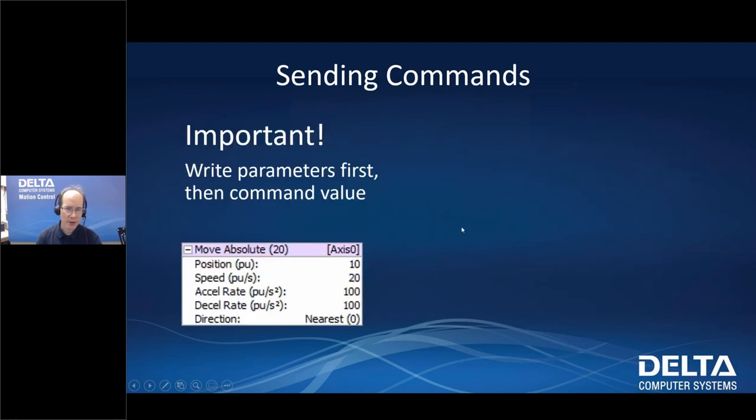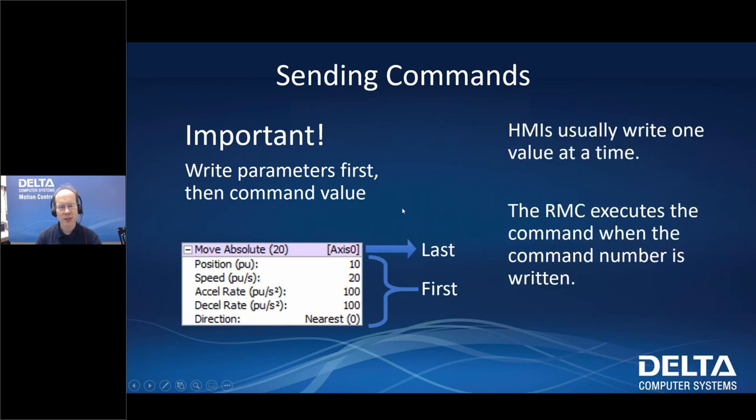Important thing to know with HMIs and sending commands to the RMC. You need to write the parameters first, then the command value. So these parameters get written first, and then the command value, like 20, is written last. This is because HMIs usually write one value at a time. Even HMIs where it looks like you're sending a block of data, I've found that what they're actually doing behind the scenes is sending it one at a time, not in a block like a PLC would do.